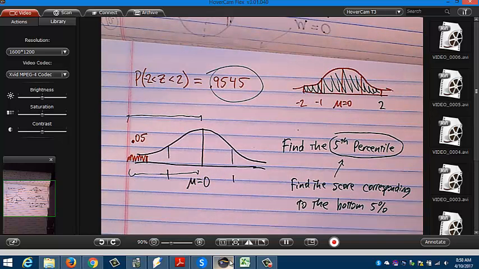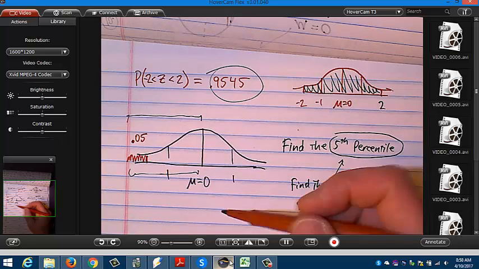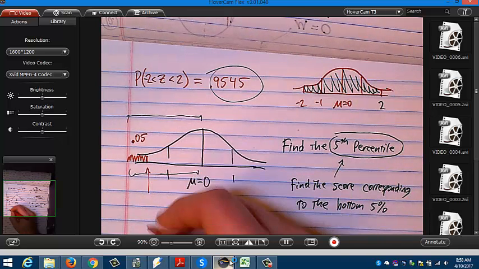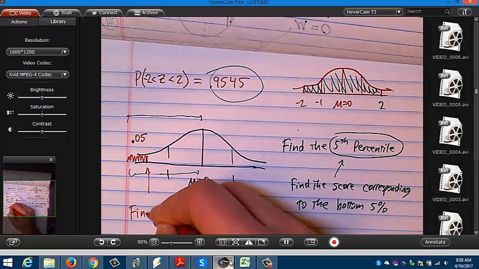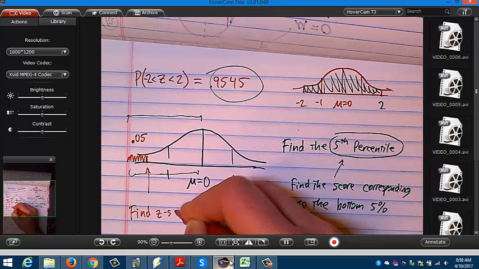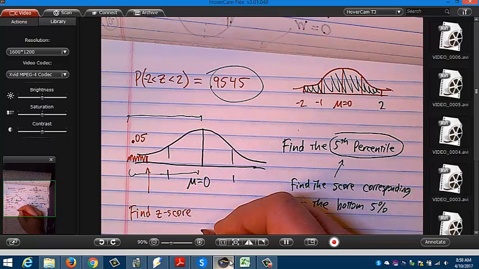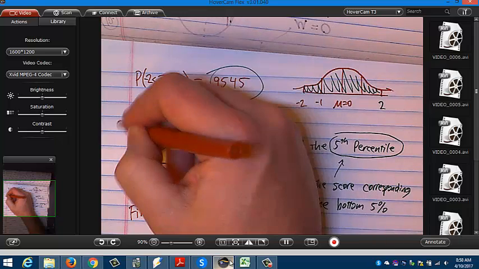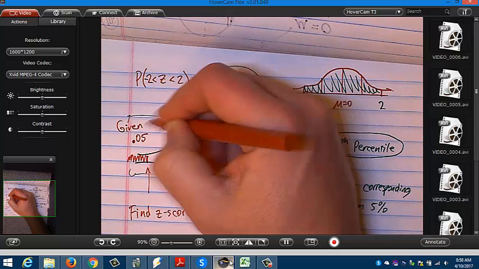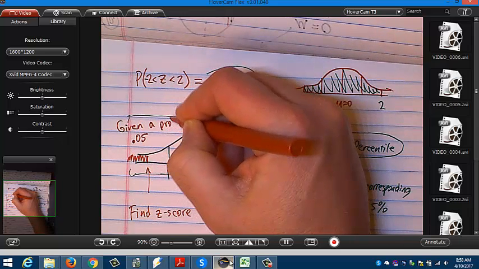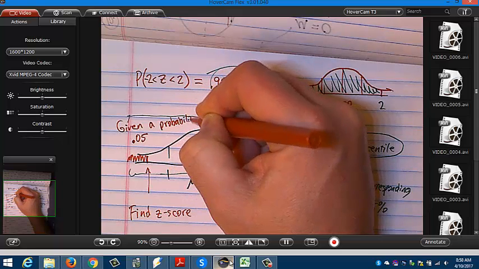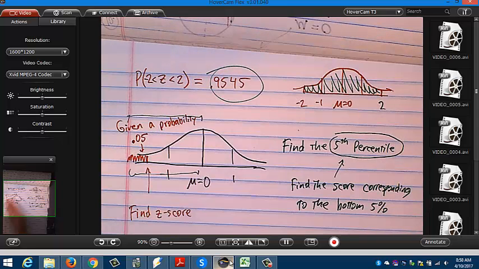But what we're trying to do here, this is kind of interesting, I think. It's going backwards. We want to find the z-score, and we are given a probability or an area, right? An area is the same as a probability. We're trying to find the z-score.